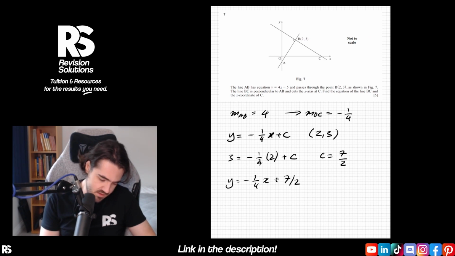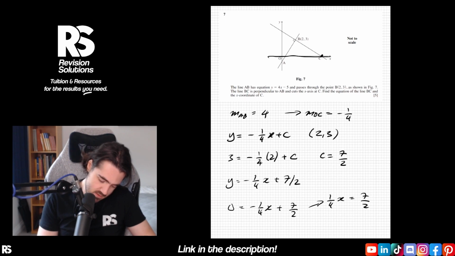And now we just have to find the coordinate for point C, which is where our line intersects the x-axis. So that's when the y-coordinate is 0. Any point along the x-axis is where the y-coordinate will be 0. So if we set y to 0, we'd have 0 equals minus a quarter x plus 7 over 2. So then we'd have a quarter x would equal 7 over 2. And then x would be 7 over 2 times 4, which would just be 14.